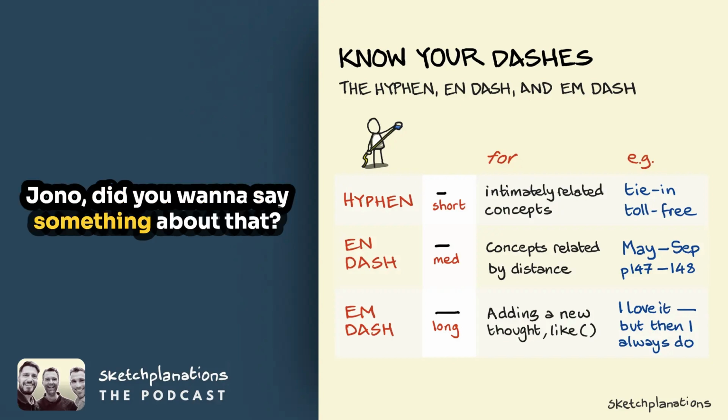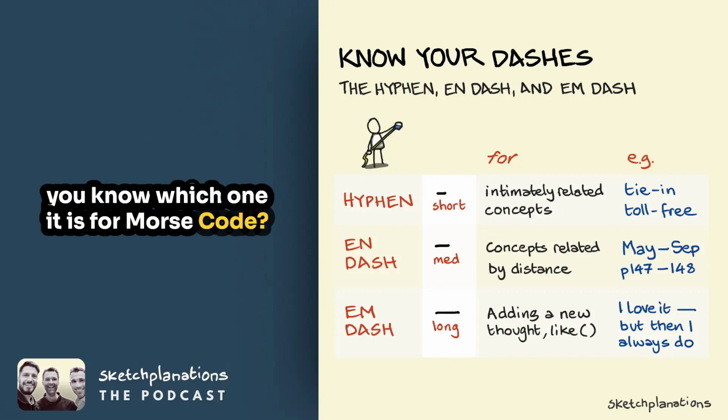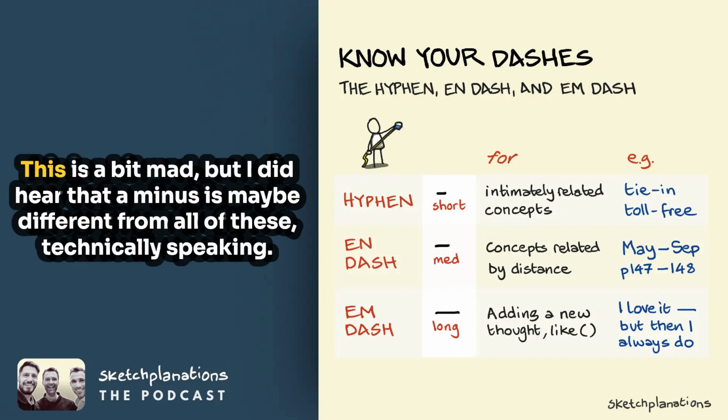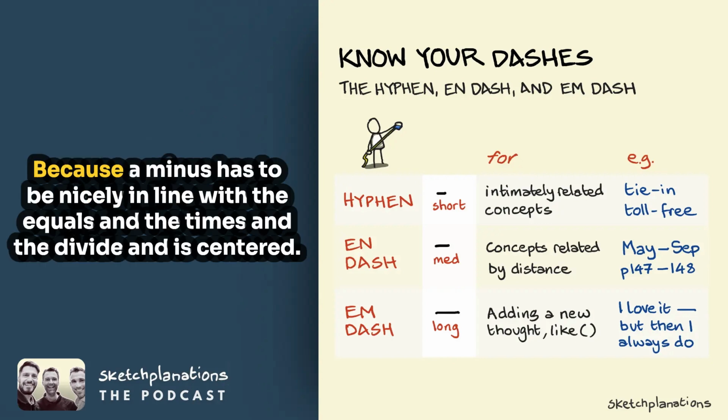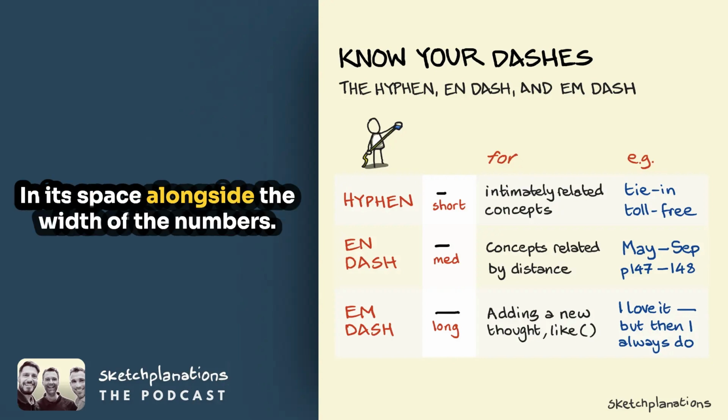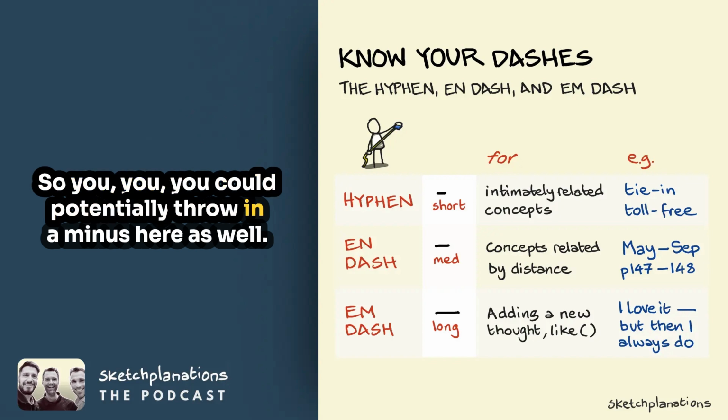Jono, did you want to say something about that? Well, do you know which one it is for Morse code? No, I don't know. It's a great question. This is a bit mad, but I did hear that a minus is maybe different from all of these, technically speaking. Oh, what? Because a minus has to be nicely in line with the equals and the times and the divide, and is centered in its space alongside the width of the numbers. So you could potentially throw in a minus here as well.